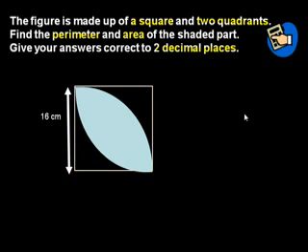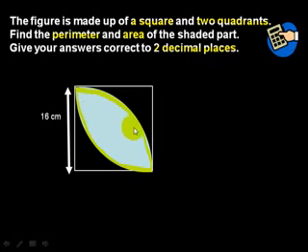Let's identify the 2 quadrants. The first quadrant is here. Okay, so the radius will be 16 centimeters. The next quadrant is here. Same thing, the radius is 16 centimeters. Now, to find the perimeter means this length here, which is a quarter of the circumference of a circle, plus this length here, which is another quadrant of the circumference of a circle.